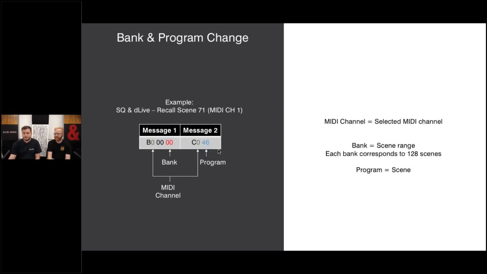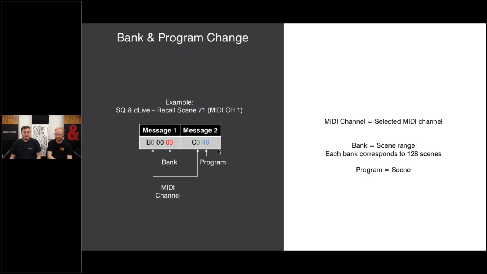So I've pointed out where the MIDI channel is selected. Your first character there, which on message 1 is B, is showing that it's a control change message, and in this instance it's being used to select the bank, and the next character there is selecting the MIDI channel.